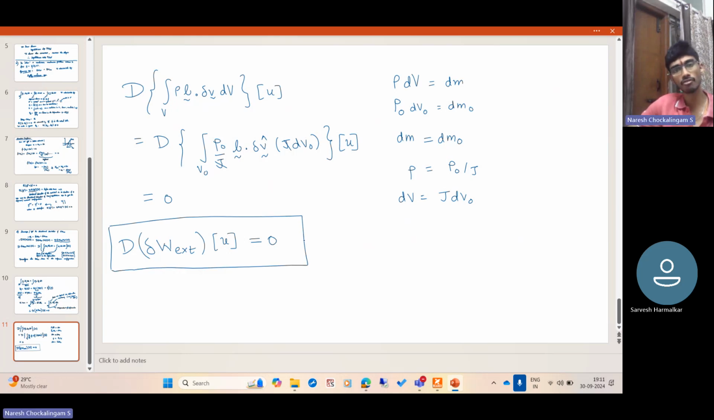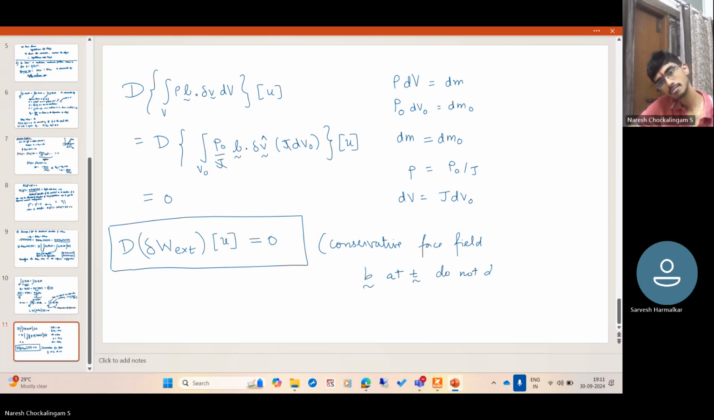So this assumes that forces are conservative and subjected to a conservative force field, meaning B and T do not depend on the deformation field. So if you have forces like friction, where the force itself depends on the deformation, or you have some kind of follower forces, if you have a cantilever beam and you have a follower force like this, the force is always perpendicular. Force follows the deformation.